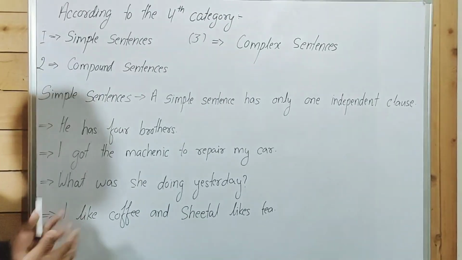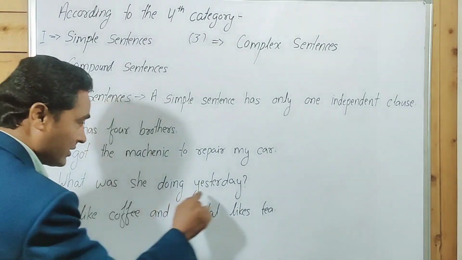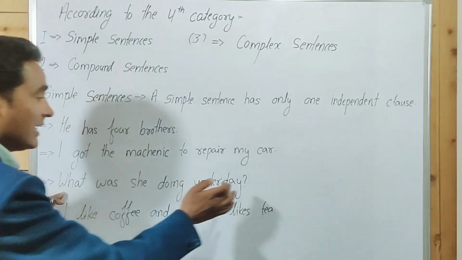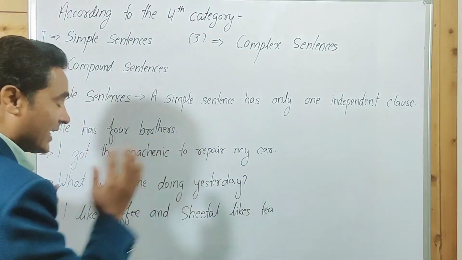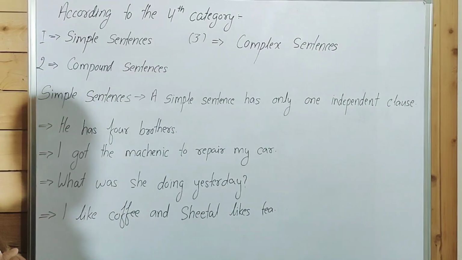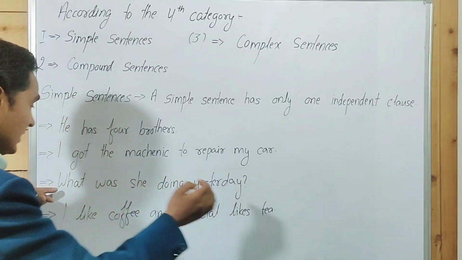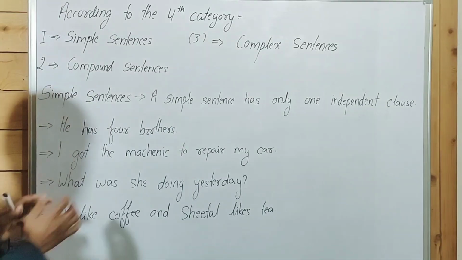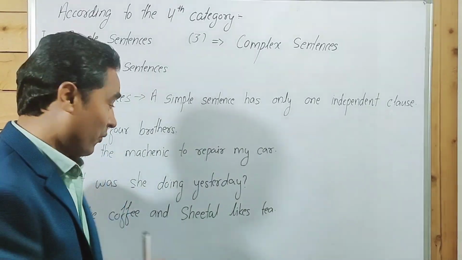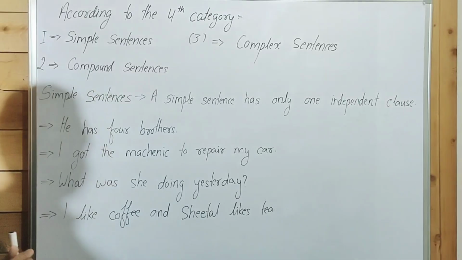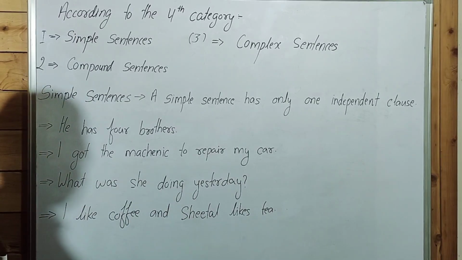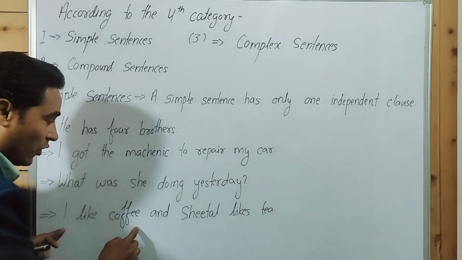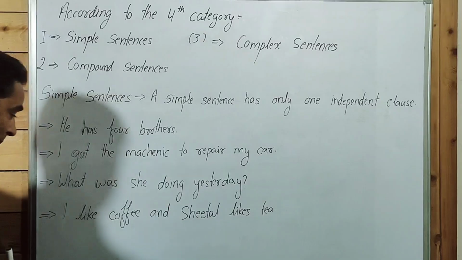What was she doing yesterday? According to the first category, it's an interrogative sentence. According to the second category, it's also an interrogative sentence. According to the third category, it's a tense sentence. According to the fourth category, it's a simple sentence.